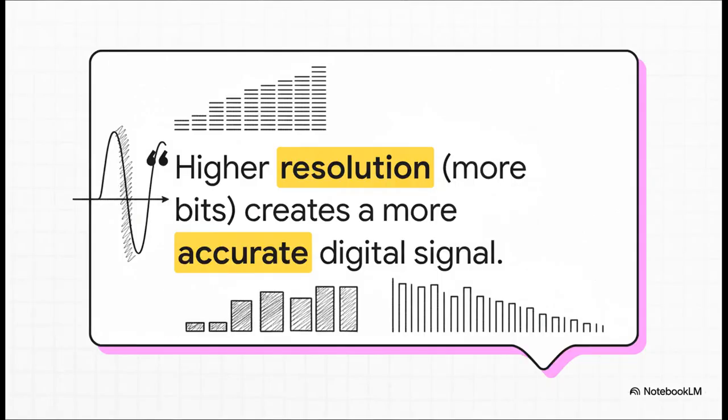And this is where a really key concept comes in: resolution. You see, the number of levels the ADC has to choose from is called its bit depth. And it's simple, really. The more levels it has, the more accurately it can represent the original analog signal.